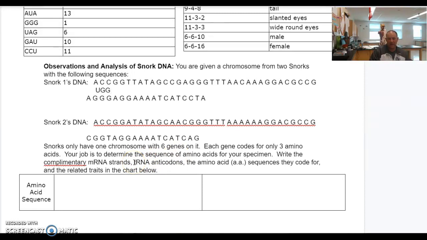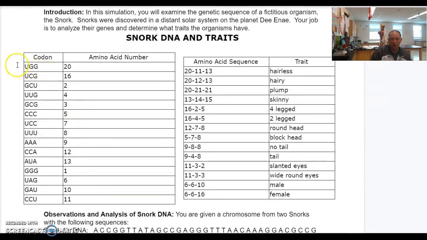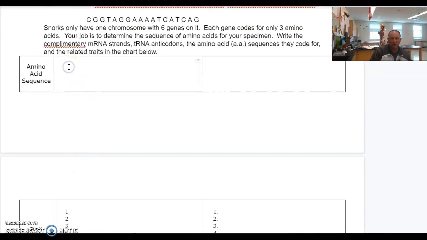Just because that's going to take place in the ribosome, and we don't have a ribosome here. But you are then going to, from that mRNA strand, use the codon to match the amino acid sequence that they code for, and then the related traits in the charts. So after you write UGG, your amino acid sequence is going to go on that next page, and you're going to write, for example, UGG we know codes for amino acid number 20. And so on the amino acid sequence, you write 20 dash whatever fits in there.